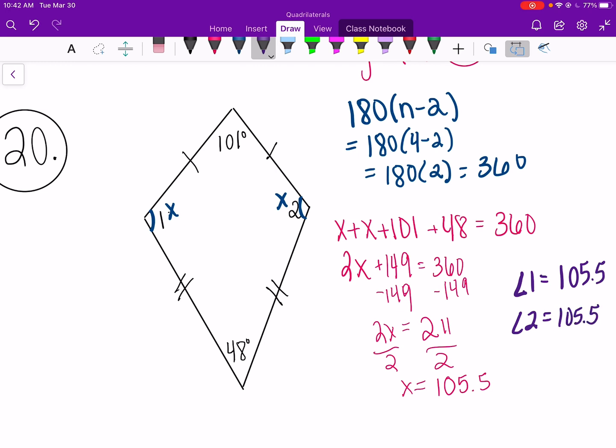So that is how you would solve a kite where it does not give you the diagonals. And that is all I have for you today.